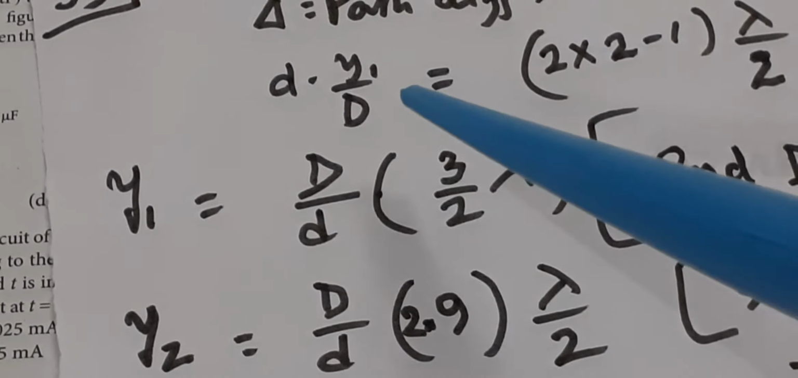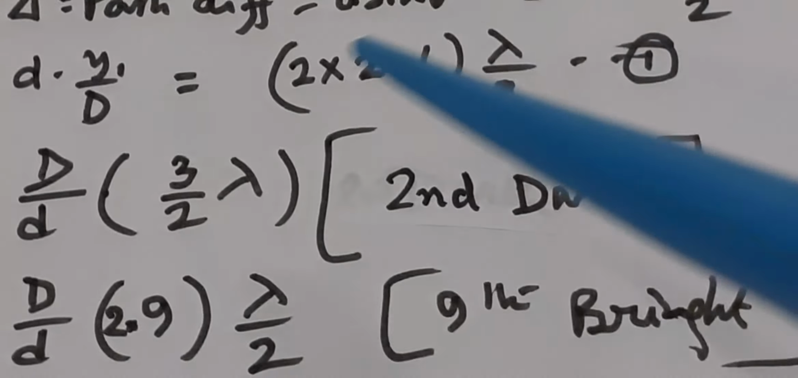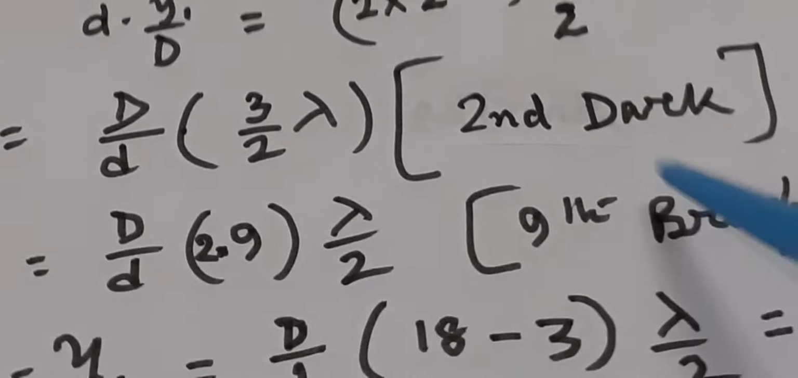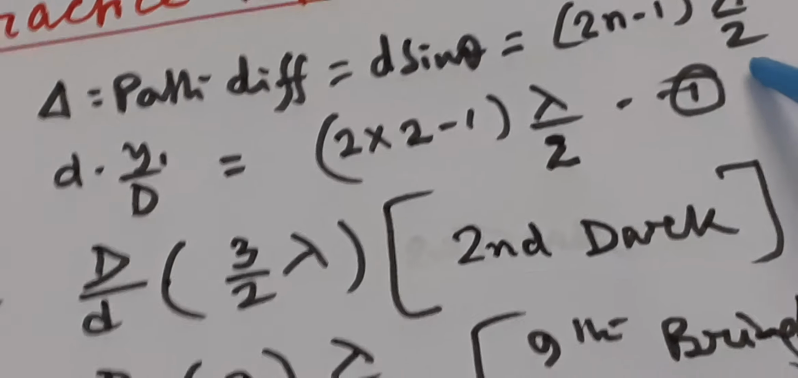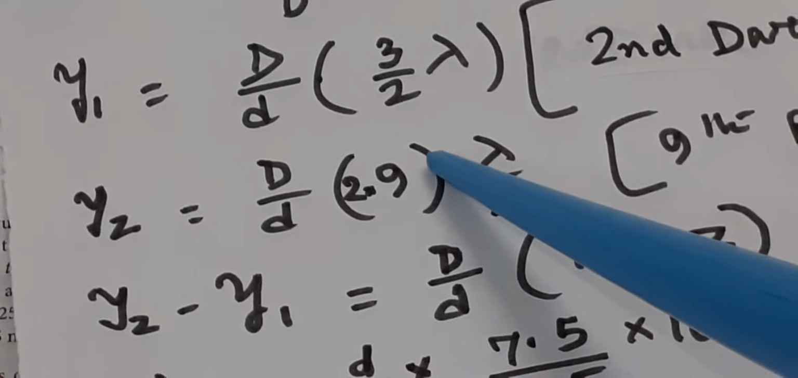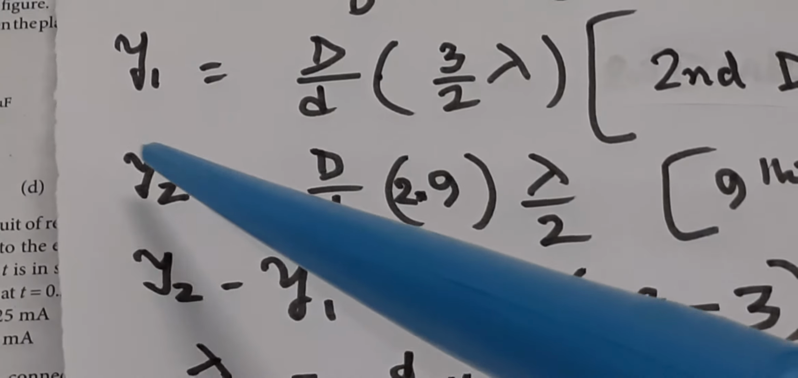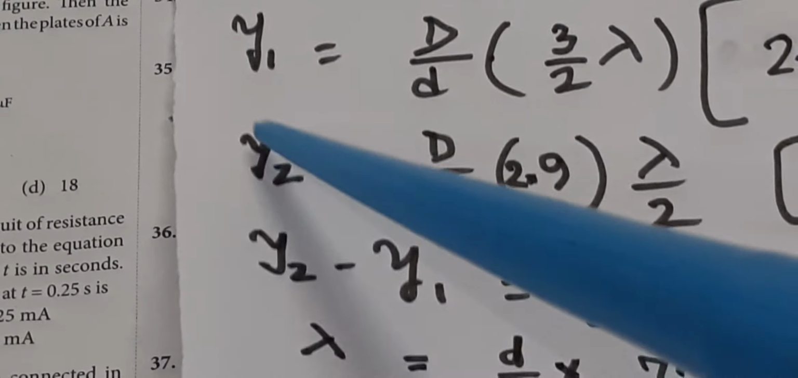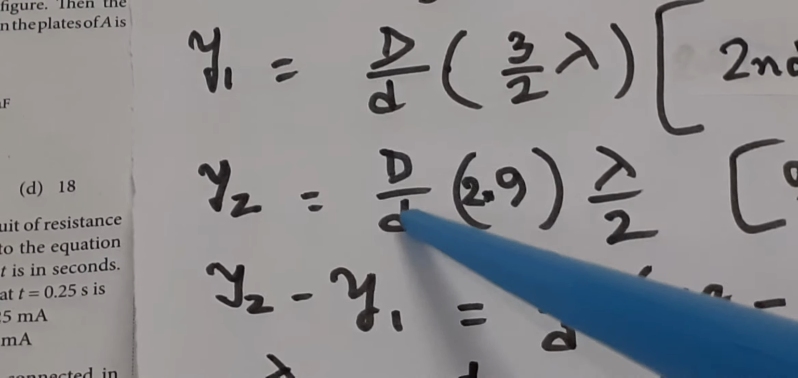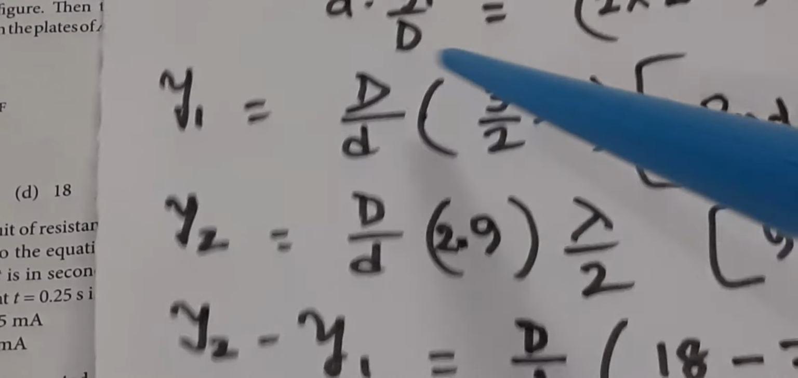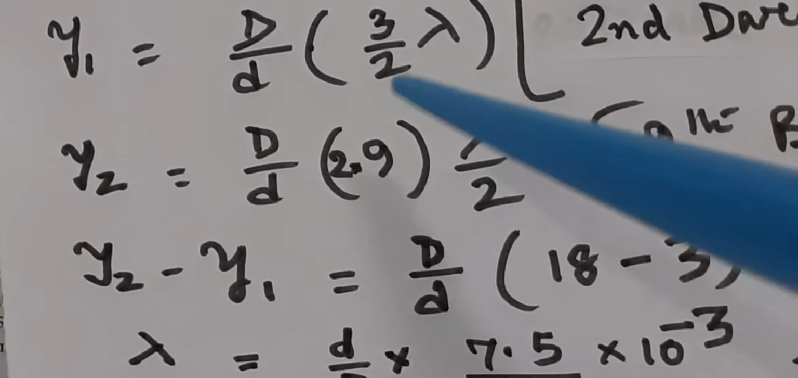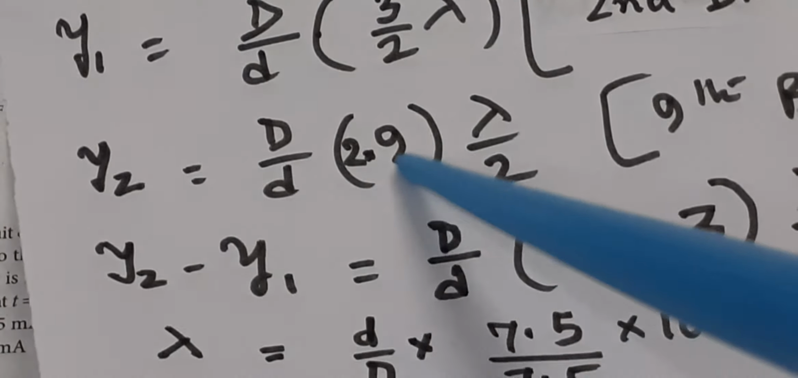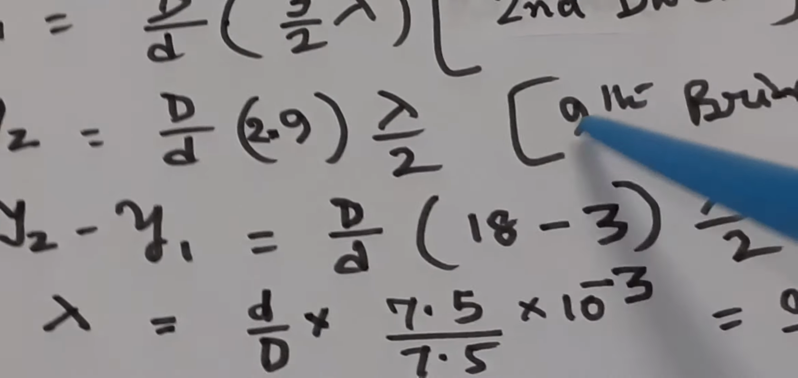Big D by small d, 3 by 2 lambda will come. This is the second dark. Now, if we are looking for bright, this will be twice n into lambda by 2. For the ninth bright, it is twice into 9 into lambda by 2, and as we are looking for y2, that is big D by small d as earlier, 2 into 9 into lambda by 2. Now this is 18 actually. So this is the ninth bright fringe.